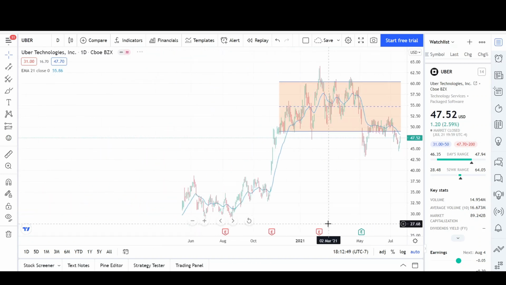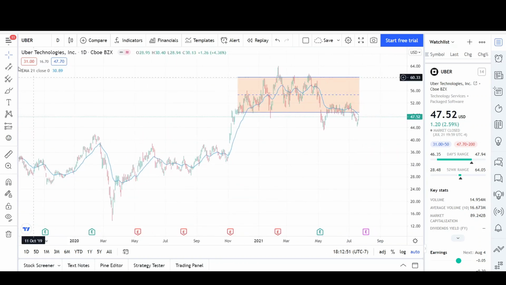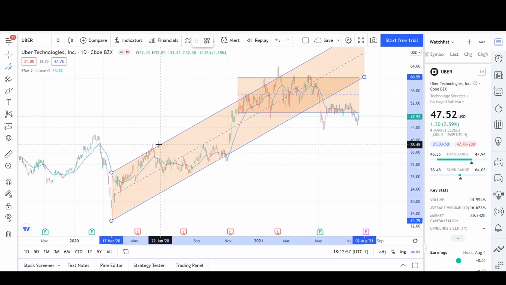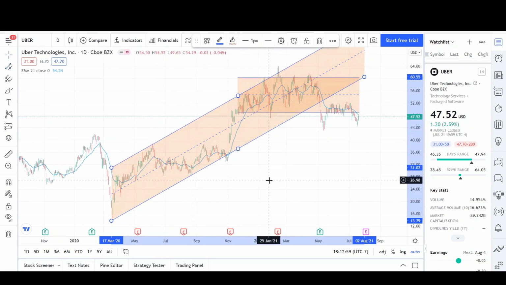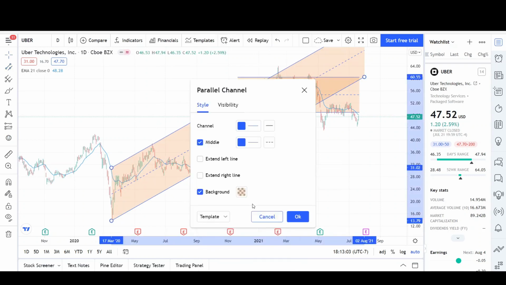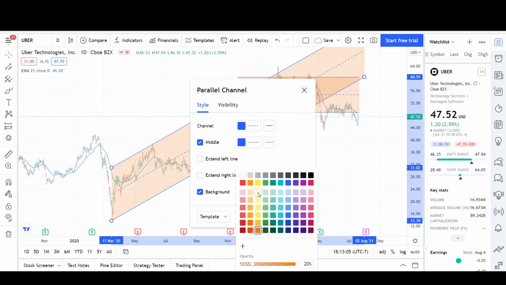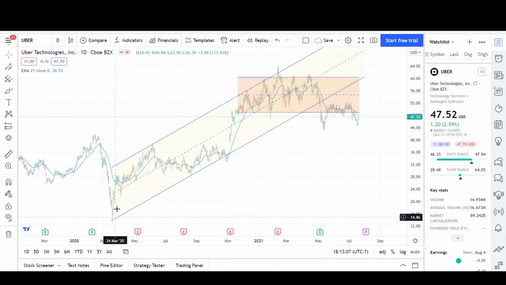If we zoom out a little bit on the daily chart, we can see that Uber was in this uptrend for the most part. That fits really nice right there. I'm going to make it a different color so it doesn't blend in with the range. Let's make it like a yellow. So we had this leg up, a correction, and then the second leg up, and found resistance at the top of the channel 3 times.